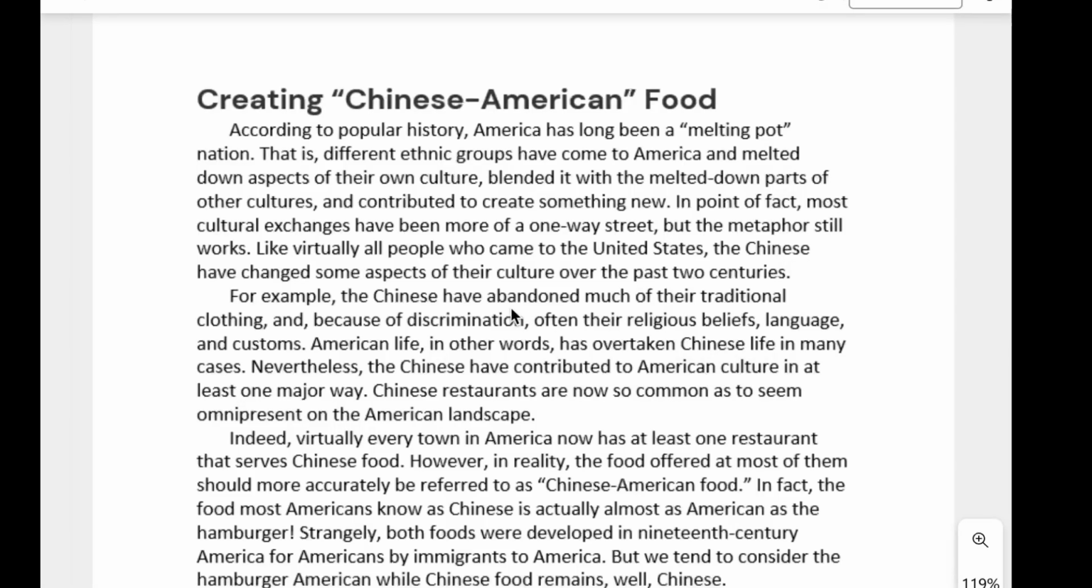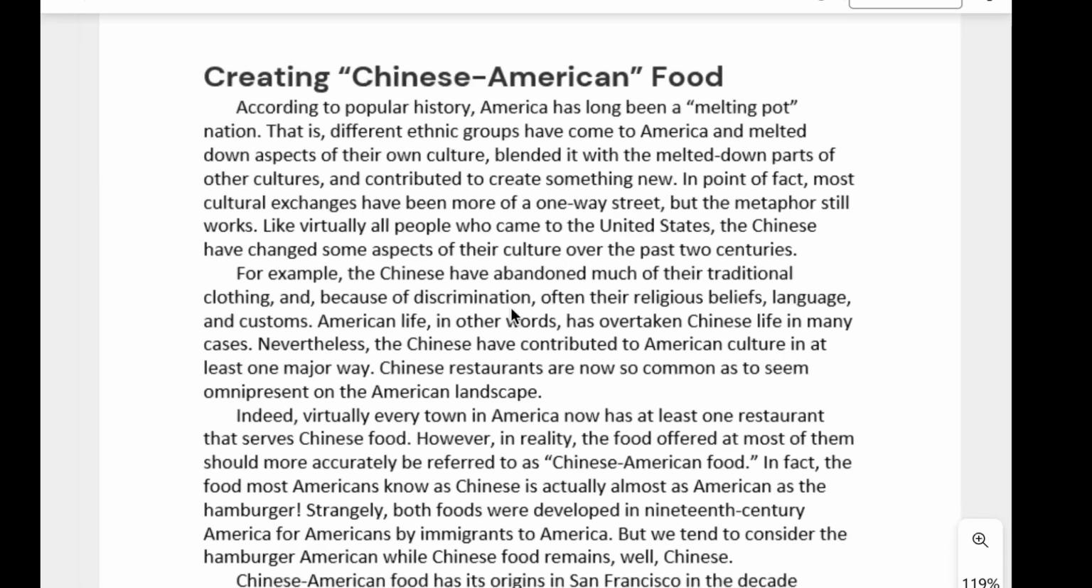This is the comprehension section for the booklet. We have creating Chinese American food. Let's go to the first question. If we read this text, let's just do a quick summary. I always find that a summary helps with my comprehension questions, just to make sure that you've understood the main point of the text.